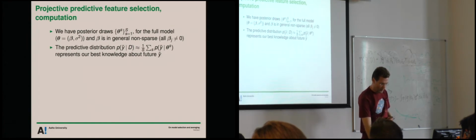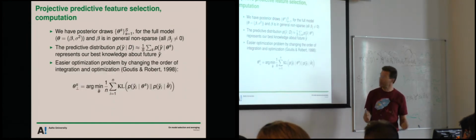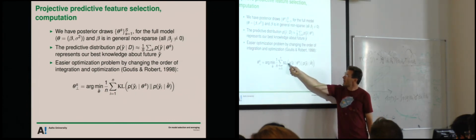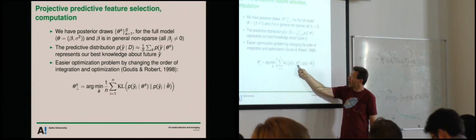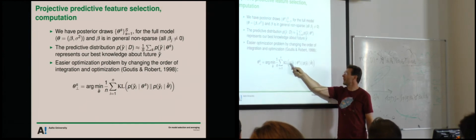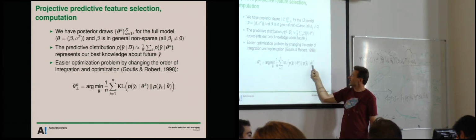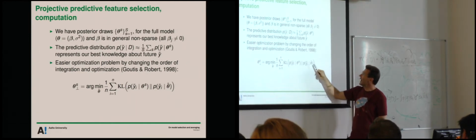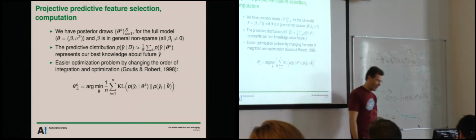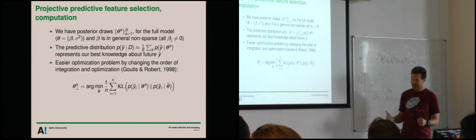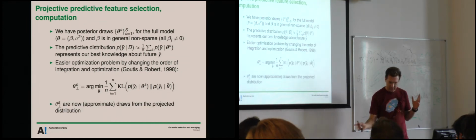It's now difficult to compute the KL for this, and what Piironen and Vehtari proposed was to change the order of integration and optimization, so that we look at the predictive distribution given one sample. In the generalized linear model case and the Gaussian linear model case, it's easy to compute the KL divergence and then optimize the parameter to the minimum, and then we are projecting each sample separately. And it turns out that even if we change this order, these projected samples form a good approximation for what we want. And so we get approximate draws from the projected distribution.